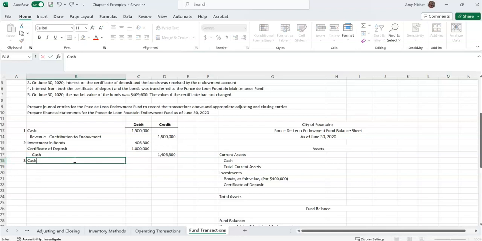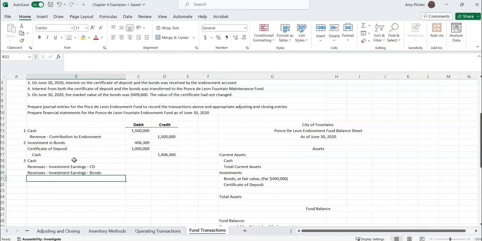Okay, then on June 30th, we received interest from that deposit and the bonds. So we received cash, and that cash is revenues, investment earnings, the CD, and revenues, investment earnings, bonds.